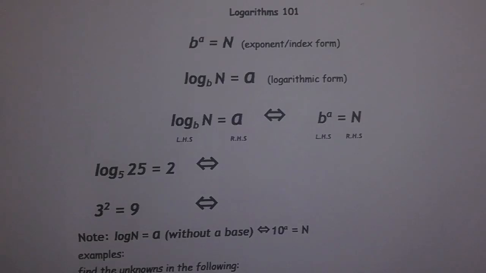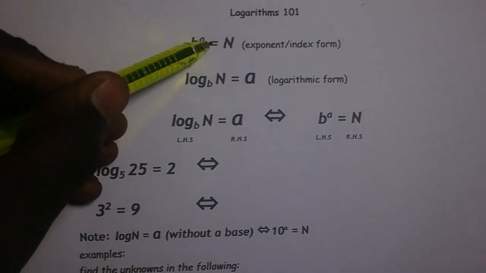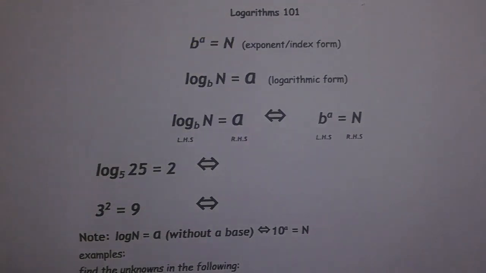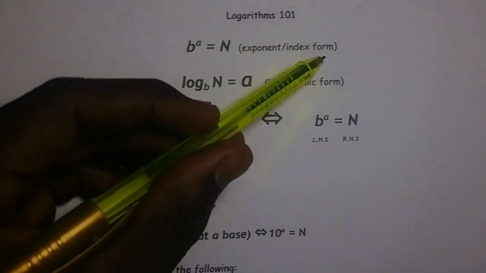In the last video, we looked at what exponents are, and in this video, we are going to look at logarithms. When an expression is given in the form b, the base, power a, equals a number n, this form is known as the index, or exponent, form.